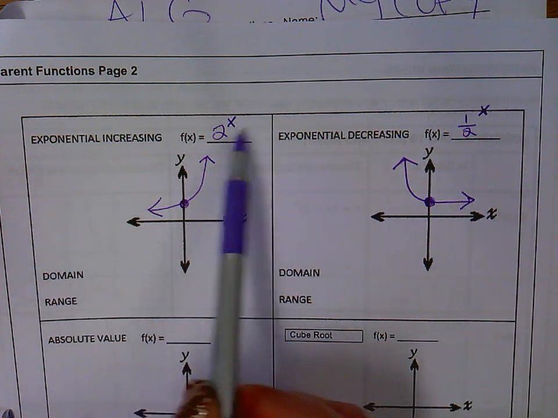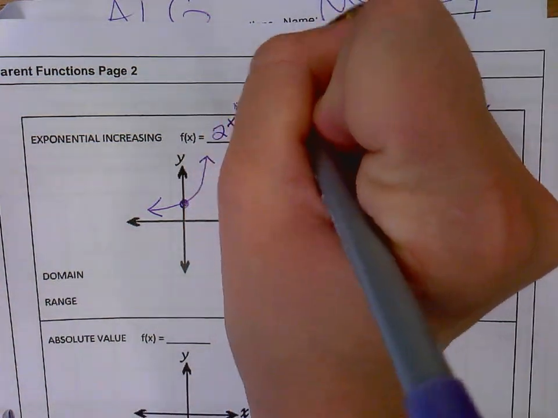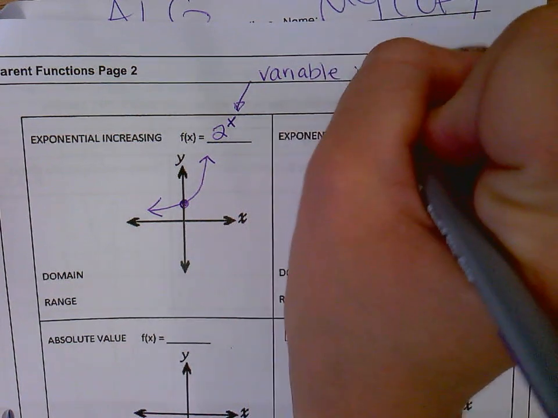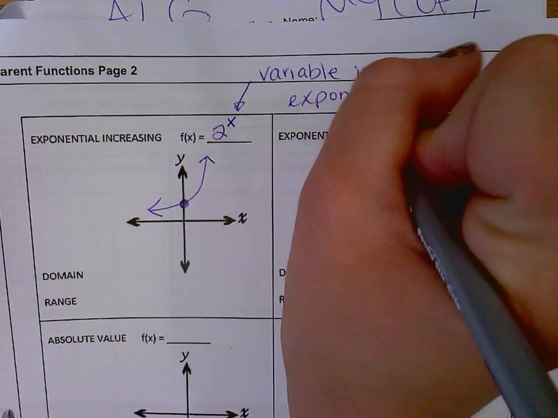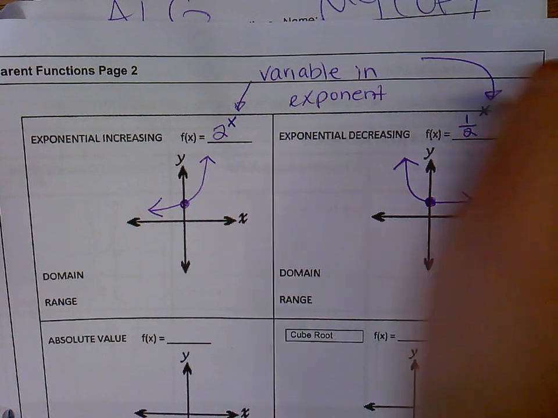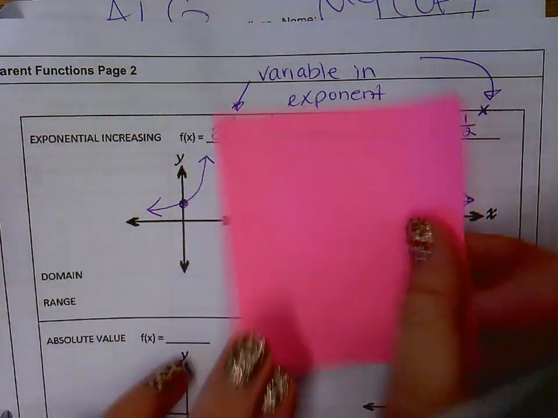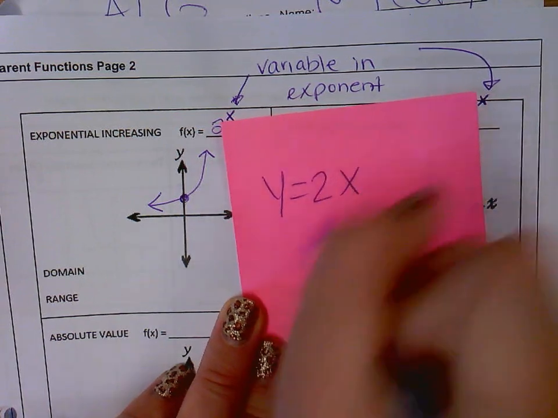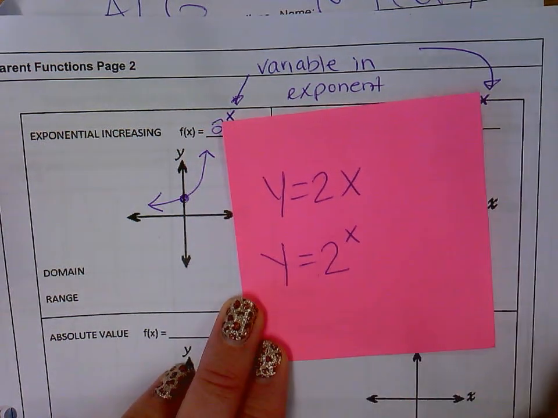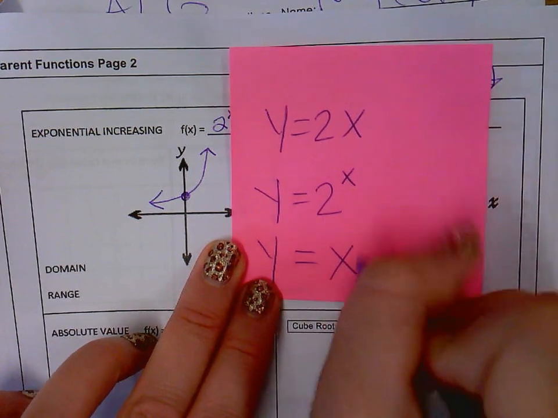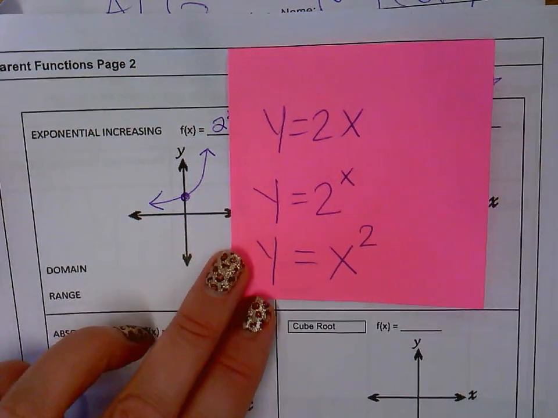If you notice, the variable is in the exponent. That's what makes it exponential. See how the variable is sitting up here in the exponent spot? That's a superscript font. So it's not 2 times x. So y equals 2x versus y equals 2 raised to the x power versus y equals x squared. These are 3 very different functions.